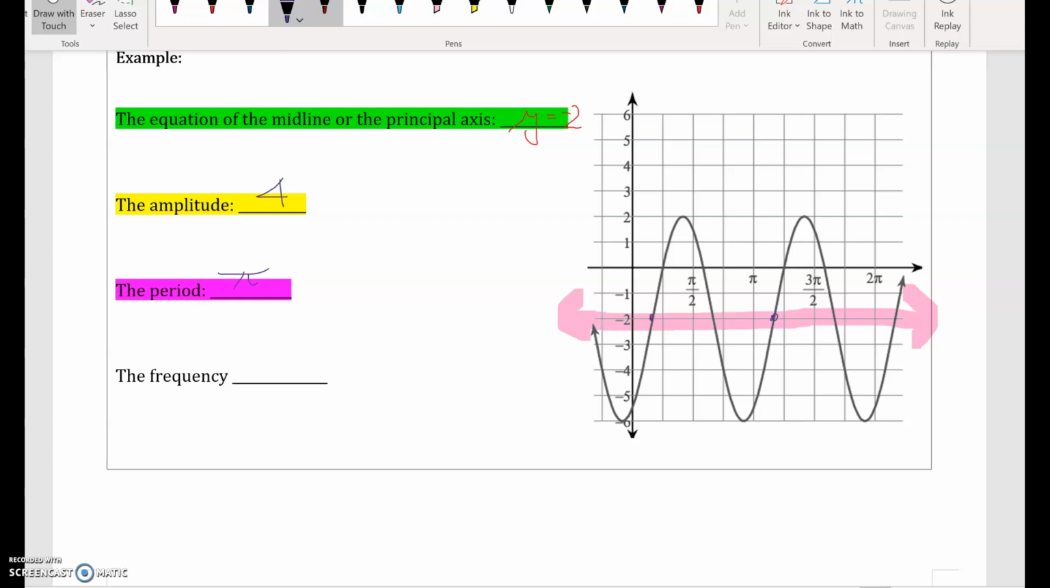Lastly, let's look at the frequency. Frequency is how many cycles there are in 2 pi, in the distance of 2 pi. So let's take a look from 0 to 2 pi. We want to look at how many cycles there are from 0 to 2 pi. You count how many cycles it went. So it looked like 1 and 2. So this one went 2 full cycles.